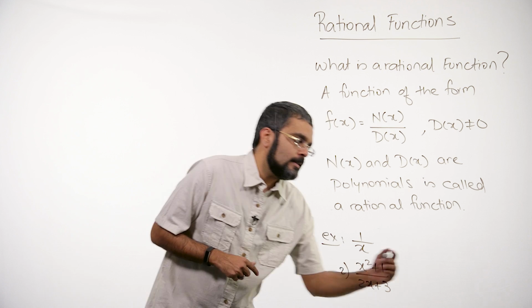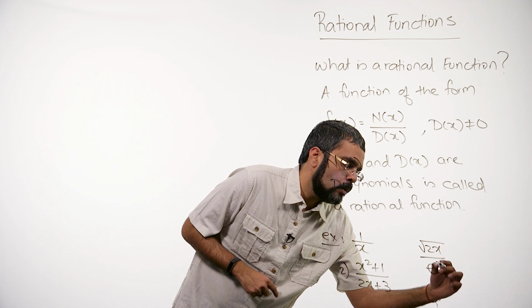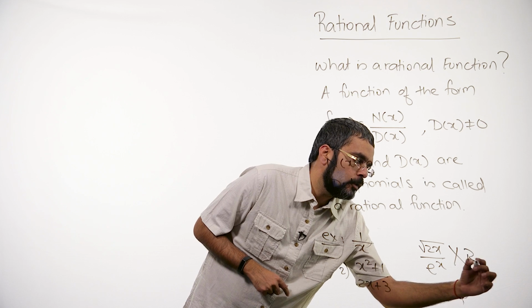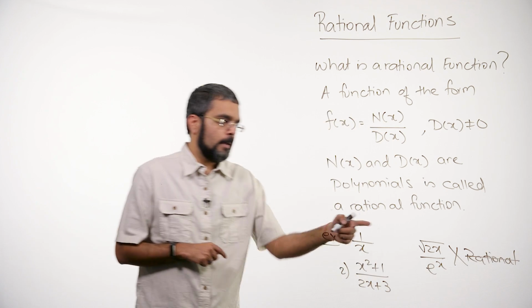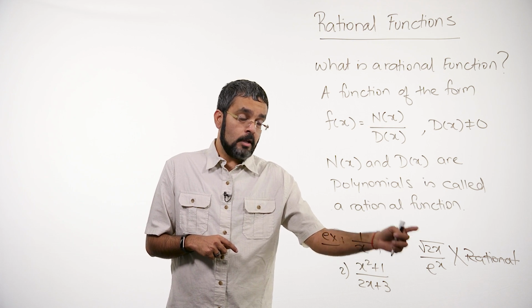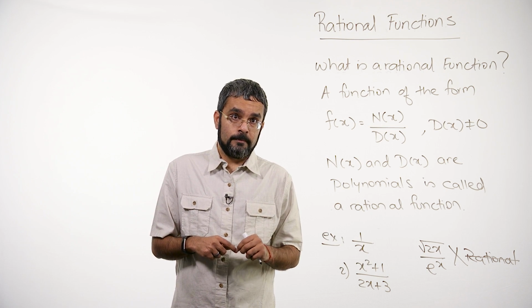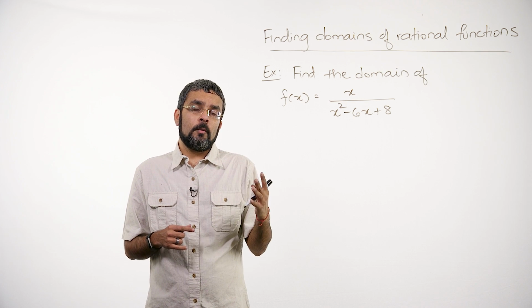Okay. If I said something like square root of 2x over e to the x, well, that is not a rational function, right? It's not a rational function because those are not polynomials. It's an exponential function, and that's a radical function. They're not polynomial functions. Okay, so as mentioned previously, we need to be careful about domains of rational functions, right?